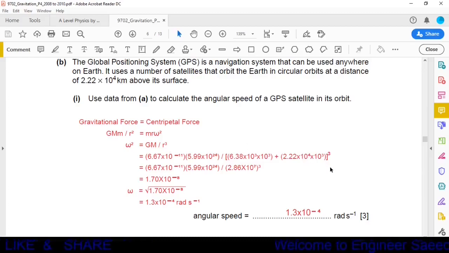Now by solving this, we will get the answer ω² is equal to 1.7 × 10^-8. To get the value of ω, we have to take the square root on both sides, and by taking the square root, we will get the answer ω is equal to 1.3 × 10^-4 radian per second.